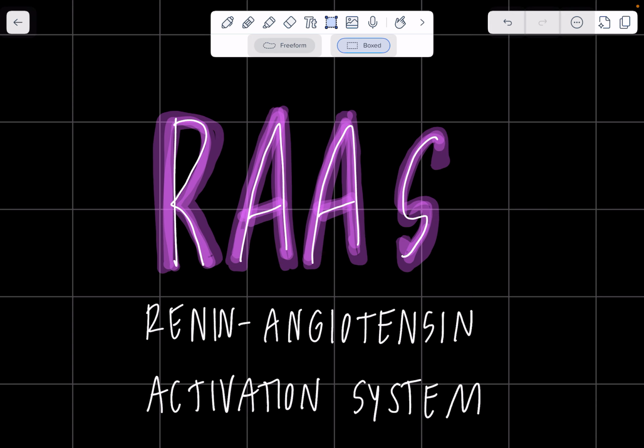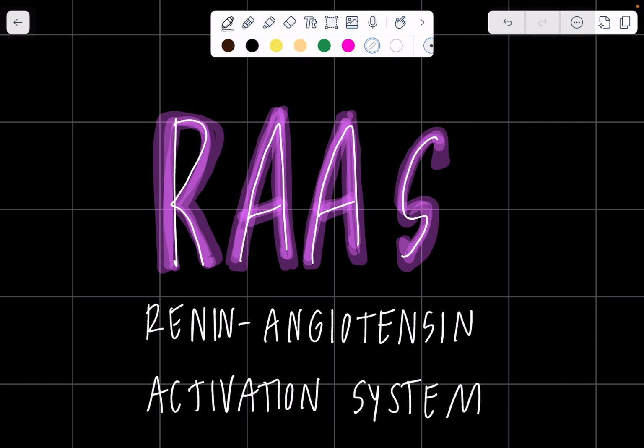Hey everyone, welcome back. Today we're going to talk about the RAAS, or Renin-Angiotensin Activation System. It can be kind of a complex system at first, but once you break it down, it is very intuitive. So let's get into it.